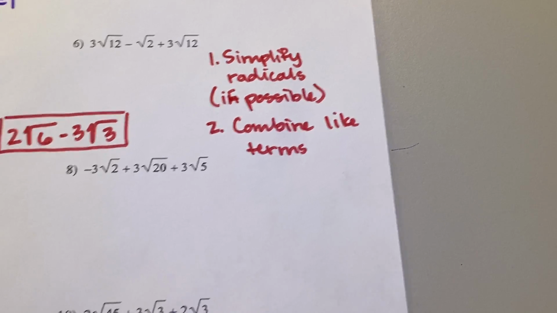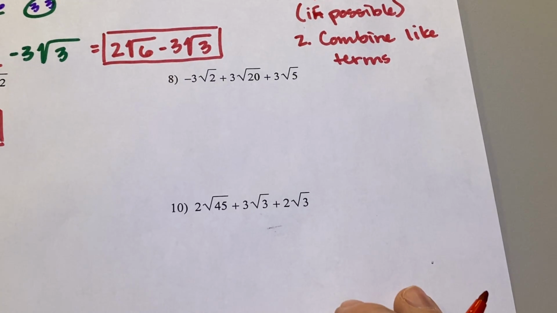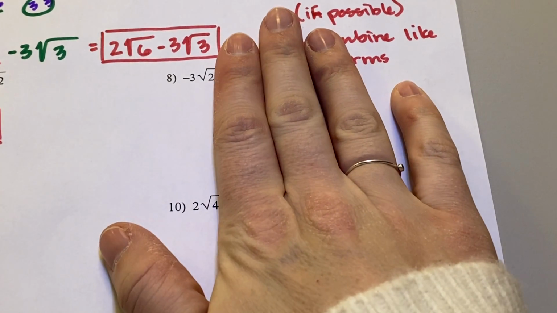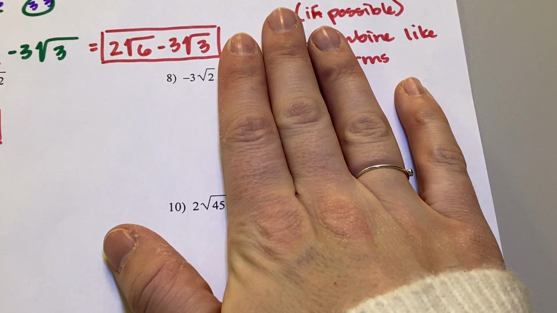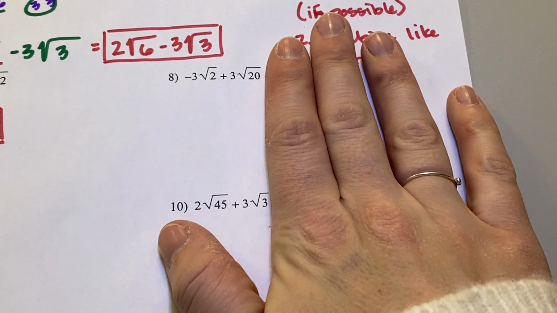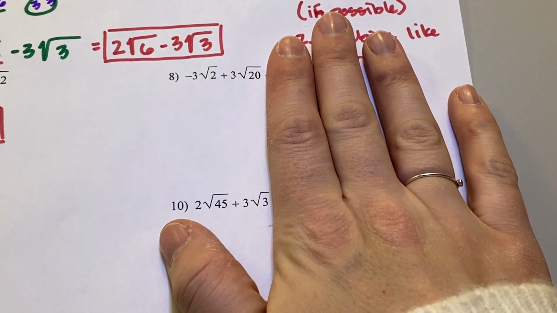Okay, let's go ahead and try number 8. We have 3 terms here. Let's look at each term. Can I break down 2? Nope, that guy's simplified. Can I break down 20? By 10? Yes, we can break down 20.